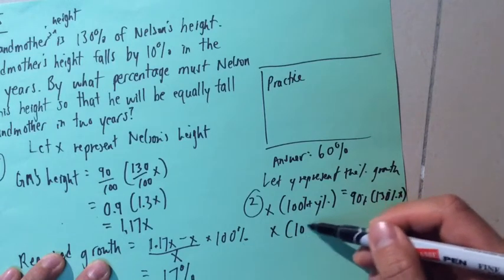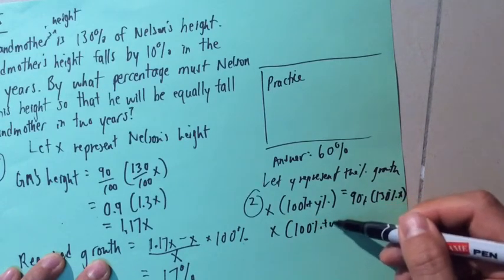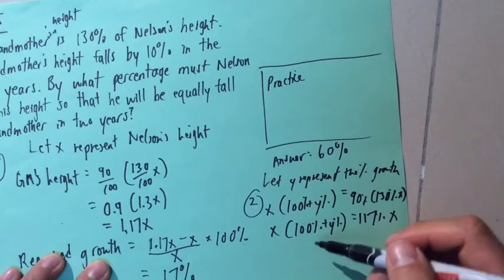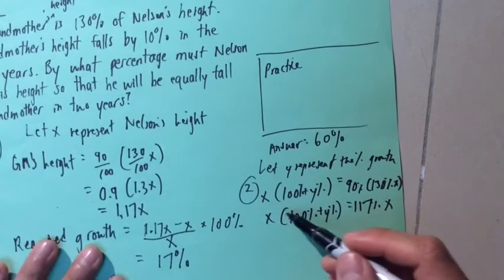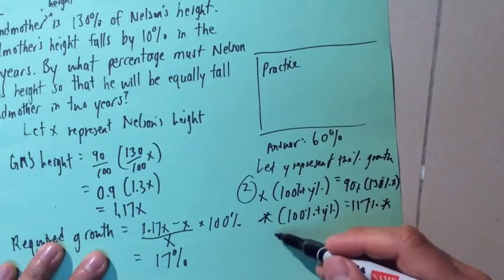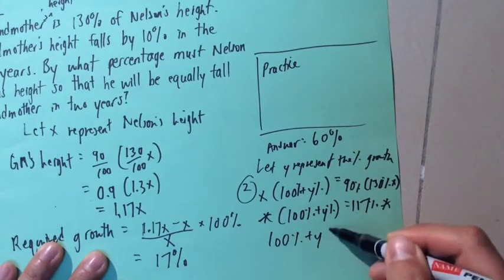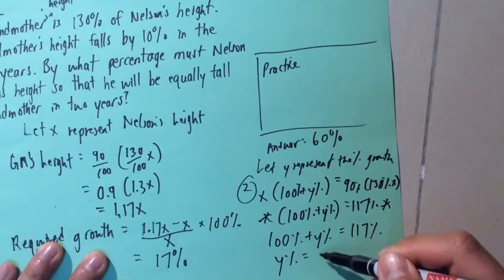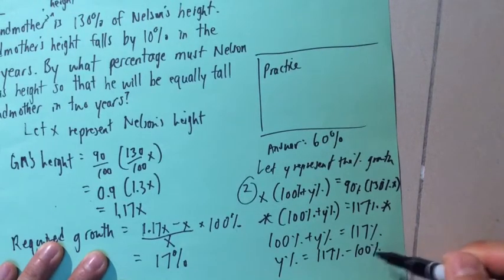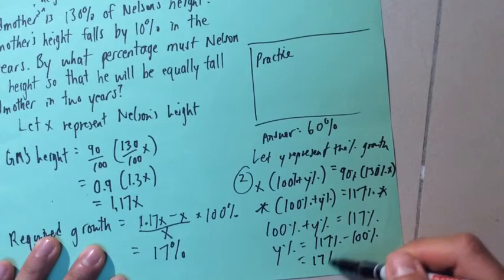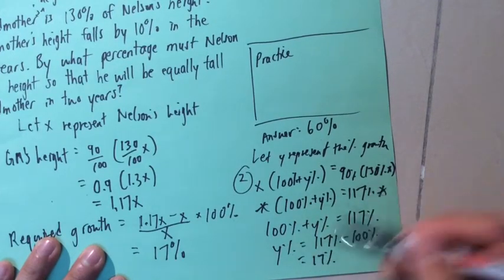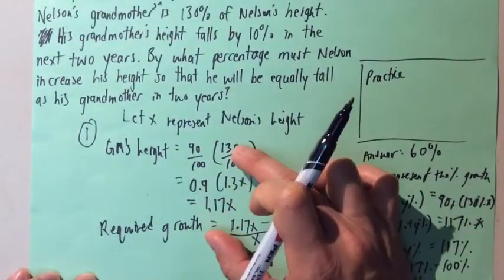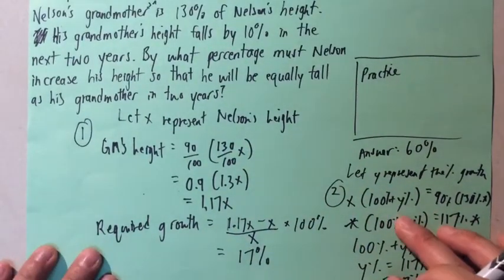So x times 100% plus y% would equal 117% of x. If we divide both sides by x, that will get rid of the x here. So we'll just have 100% plus y% equals 117%. We rearrange the numbers. y% equals 117% minus 100%, and y% is 17%, or y rather is 17%. So you have two methods of answering the question here. I personally think the first one is a bit easier, but you're free to use both methods.